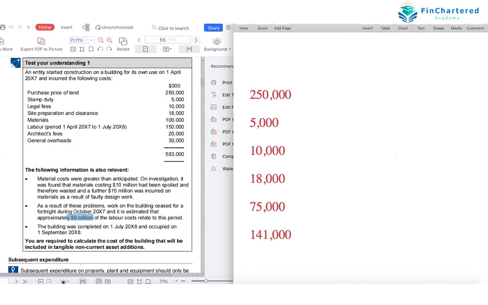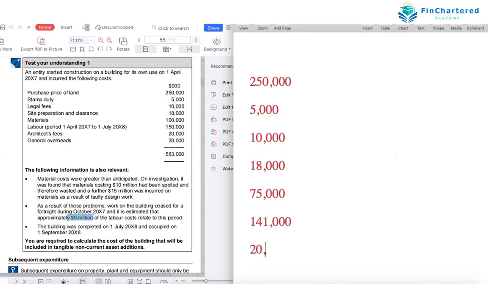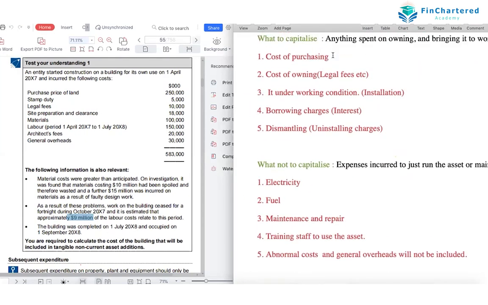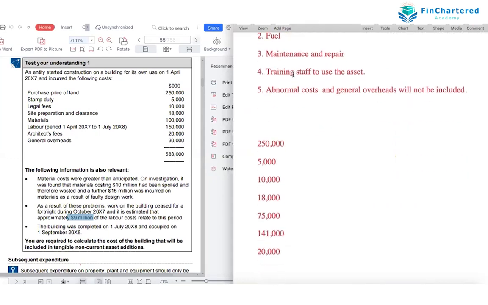Then architect's fees. Without architect, will you be able to build the building? No. You need to pay the architect to construct the building. So that is a cost that has to be capitalized because that is part of the cost of making the building. So we will capitalize.